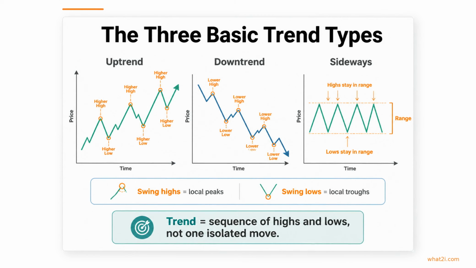The three basic trend types are uptrend, downtrend, and sideways movement. An uptrend is defined by higher highs and higher lows, which tells you buyers are gradually pushing price upward. A downtrend is the opposite, with lower highs and lower lows showing that sellers remain in control. A sideways market keeps swinging inside a range, without a clear upward or downward sequence. The key idea is that trend is not defined by one strong day or one sharp drop. It is defined by the pattern created by repeated swing highs and swing lows over time.